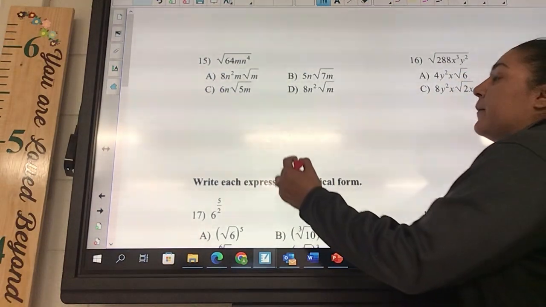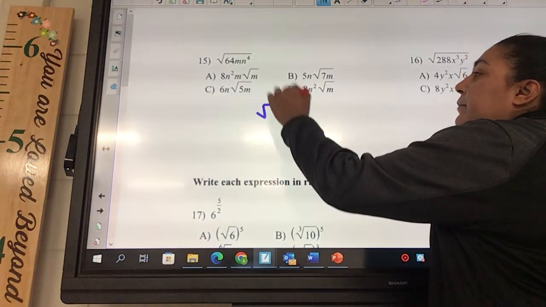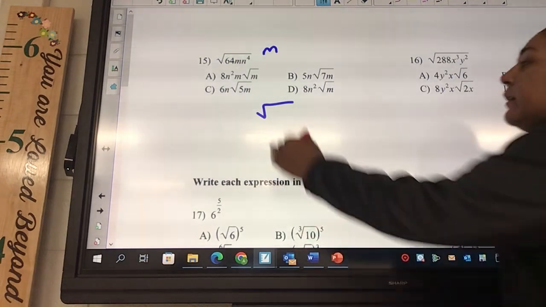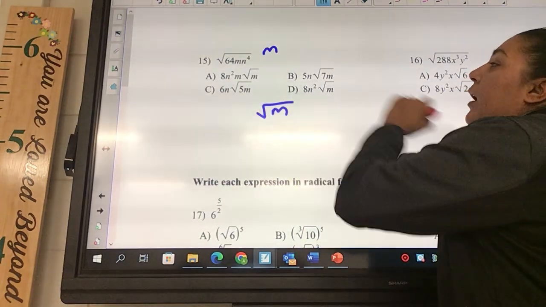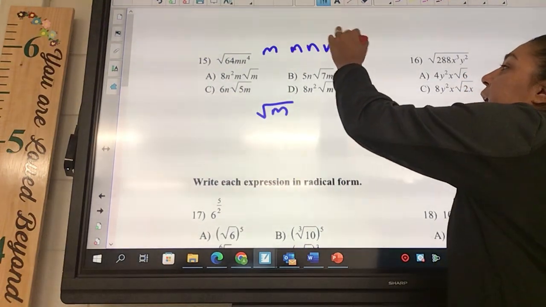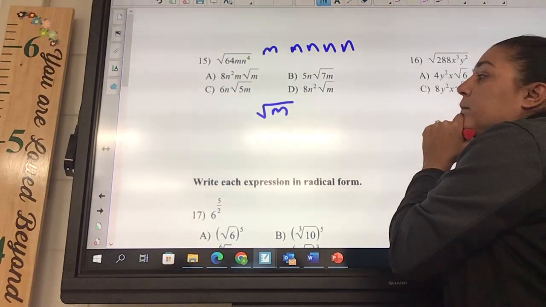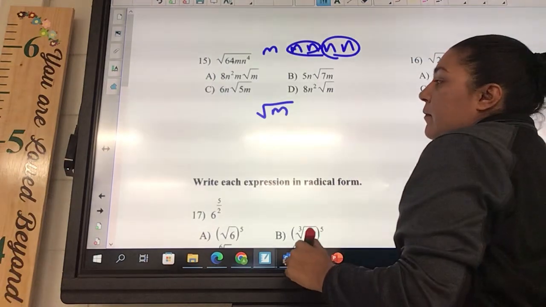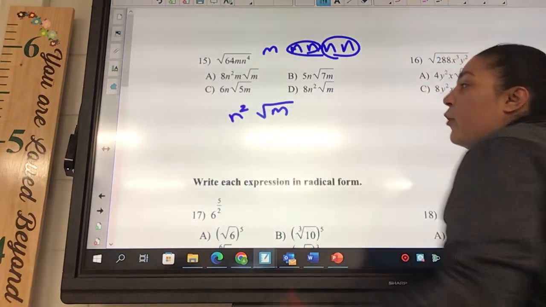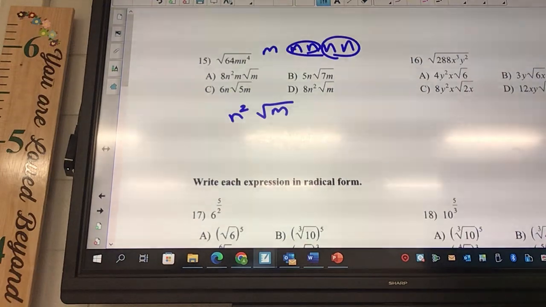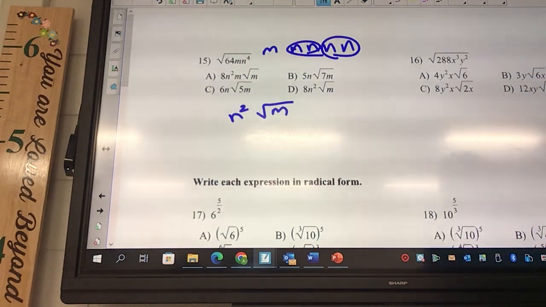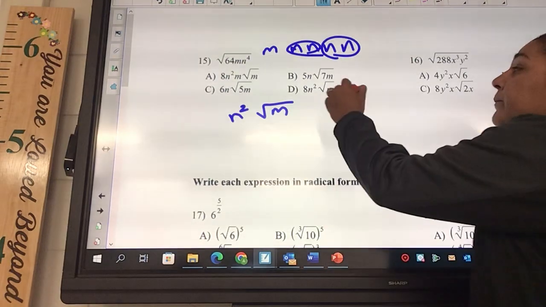Okay, 15. Again, start with the letters. I got 1 M. Can he go? No, he's got to go back on the inside. I got 4 N's. How many of those guys can go? 2 groups. And where are they going to go? On the outside. Before you do the numbers, look, are some letters going to match up for you? Can you pick an answer? D.